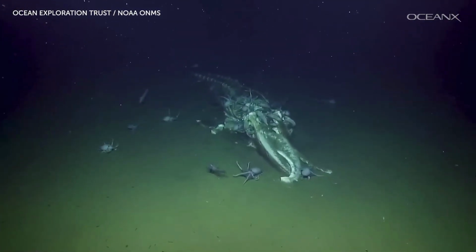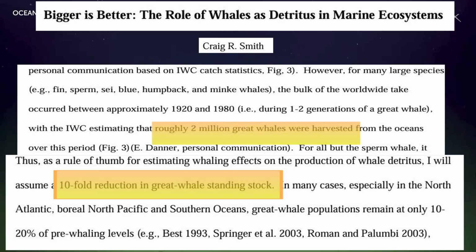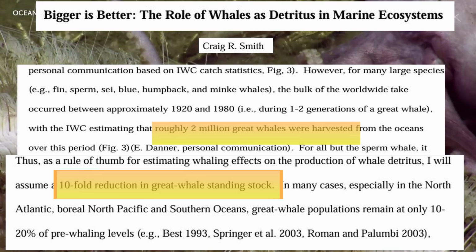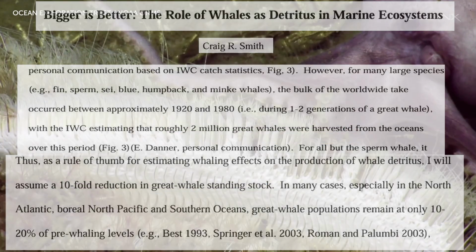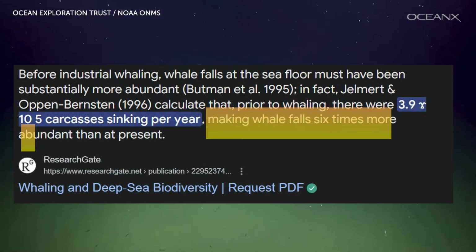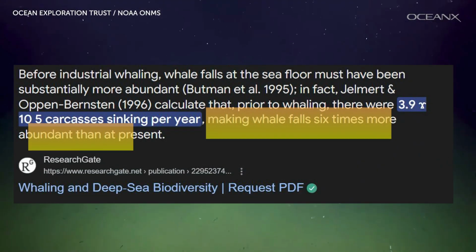The occurrence of whale falls has varied with time, with substantial reductions in frequency in areas that experienced intense whaling in the 19th and 20th centuries. Before industrial whaling, whale falls at the bottom of the sea were substantially more abundant. To be precise, a study calculated that prior to whaling, whale falls were 6 times more abundant than at present.